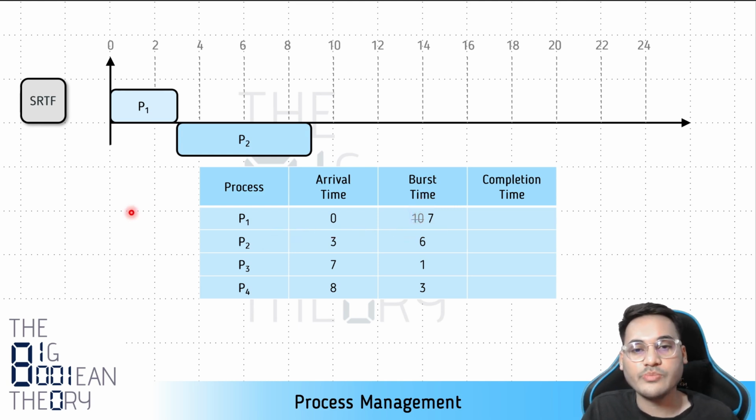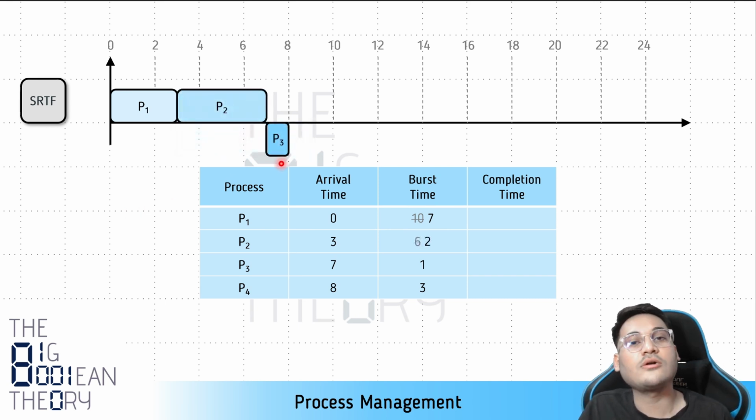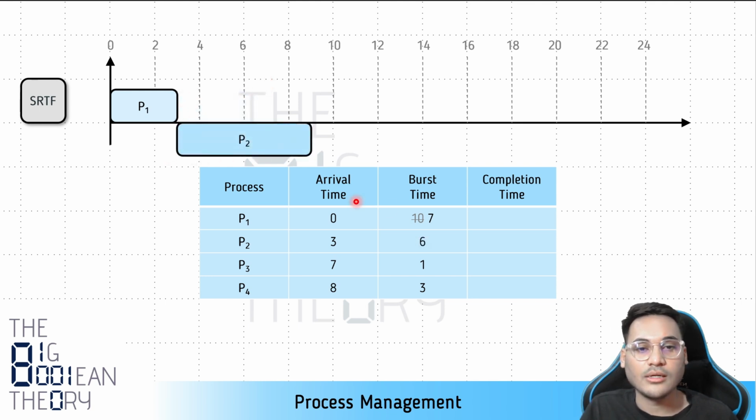So we'll allow process P2 to run up till when? Up till another process arrives in the system. So we can see at t equals 7, another process arrives in the system, that is P3. So from the time instant t equals 3 to t equals 7, we are sure that P2 would be the only candidate having a shorter remaining time. At t equals 3, when we made the decision, P2 had a remaining burst time of 6, and that was less than 7.